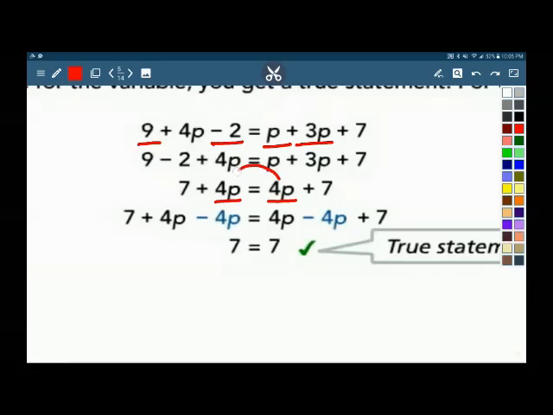Let's say we're going to move this one over. It's positive 4p, so we have to subtract 4p from each side, which again we see on both sides the 4p canceling. 4p, positive 4p and negative 4p become 0. Again, positive 4p and negative 4p become 0, leaving the 7 to drop down and the 7 to drop down. So then we have 7 equals 7. That is a true statement.